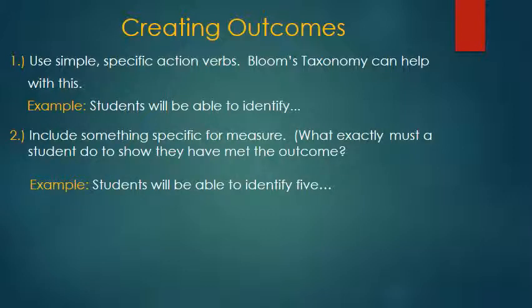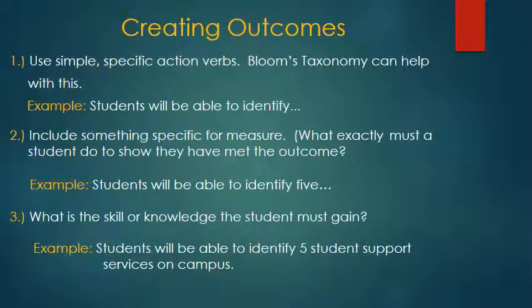Step 2 includes something specific for measure. What exactly do students need to be able to show to determine if they have completed the outcome? For example, students will be able to identify 5. Step 3, what is the skill or knowledge the student must gain? Example, students will be able to identify 5 student support services on campus.